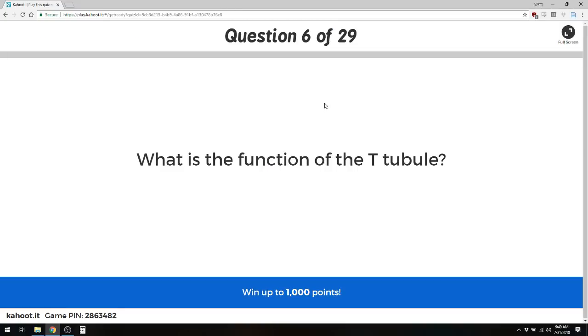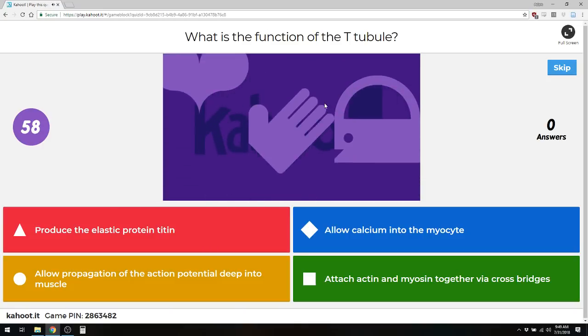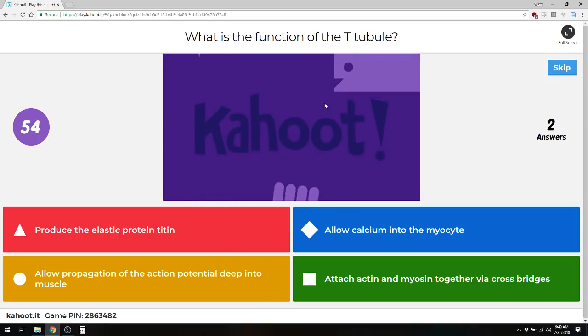All right. What is the function of the T-tubule? Does it produce the elastic protein titin? Does it allow calcium into the myocyte? Does it allow propagation of the action potential deep into the muscle? Or does it attach actin and myosin together via cross bridges?